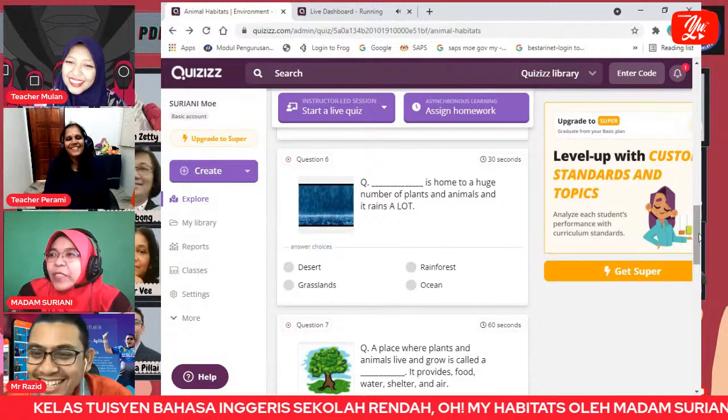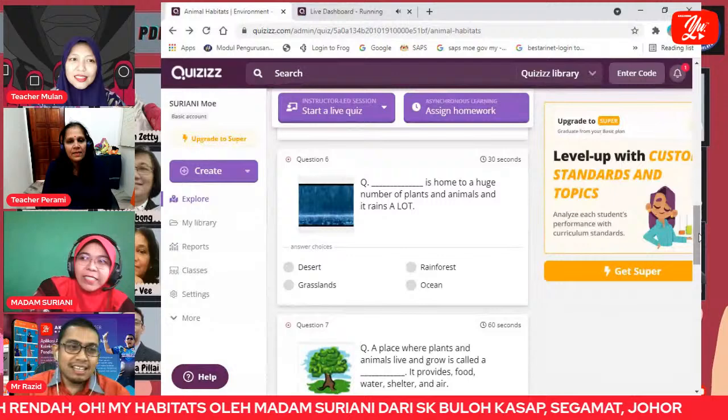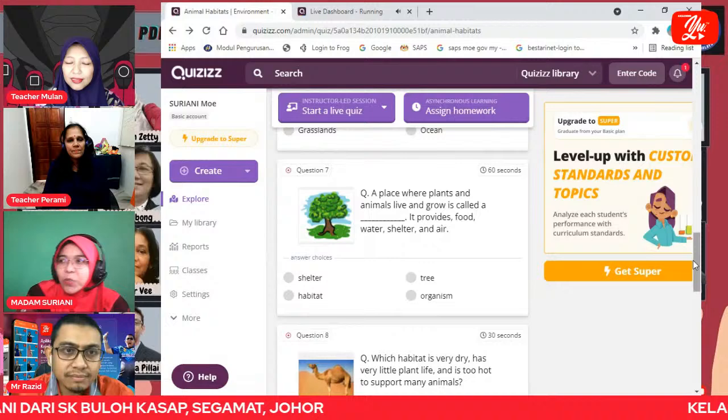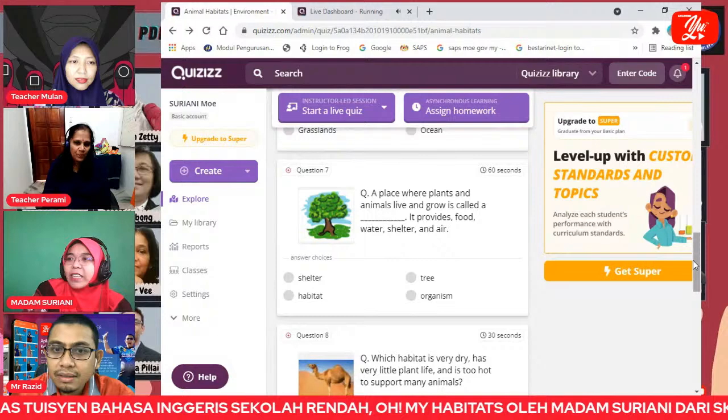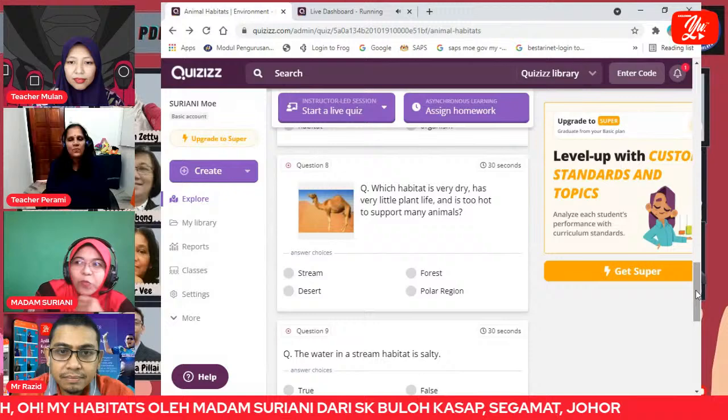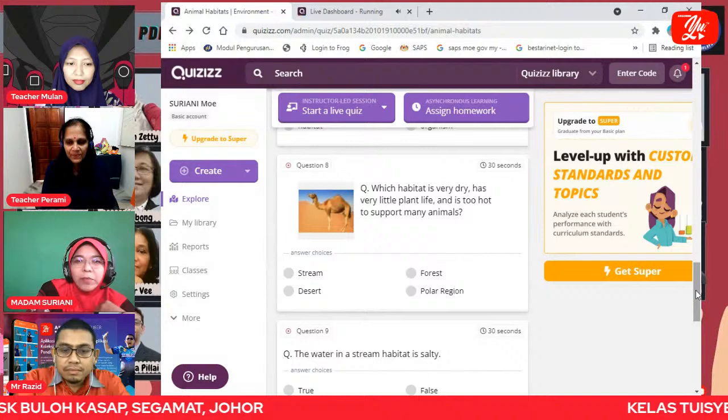Question number six, which is home to a huge number of plants and animals, and it rains a lot? Where is it? Question number seven, a place where plants and animals live and grow is called a? It provides food, water, shelter, and air. Next, question number eight, which habitat is very dry, has very little plant life, and is too hot to support many animals?